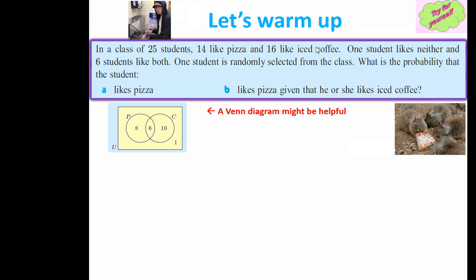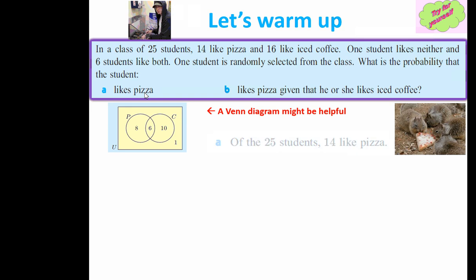And same thing, what do we have? 16 like iced coffee. So therefore 10 like iced coffee only, 8 like pizza only. There's 25 students in total, so check what this adds up to. We've got 16 plus 8 is 24. It's 25 students in total, so there's 1 on the outside. And here's U because it's representing the universal set. So Venn diagrams are very helpful.